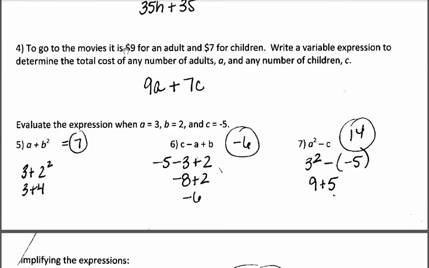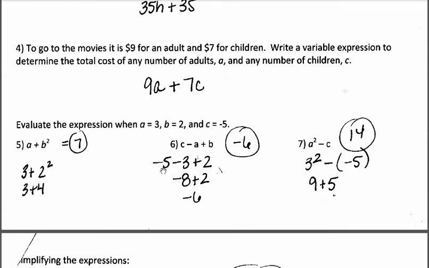Number 4, to go to the movies, it's $9 for an adult, so 9 times A, $7 for children, so 7 times C, and you're done, because you're writing an expression. Down here, they want you to plug in 3 for A and 2 for B. So I first square my B, which was 2, and 2 squared is 2 times 2, or 4. 3 plus 4 equals 7.